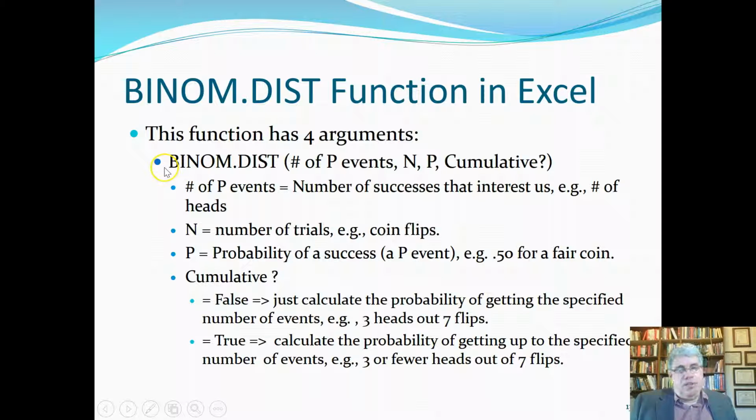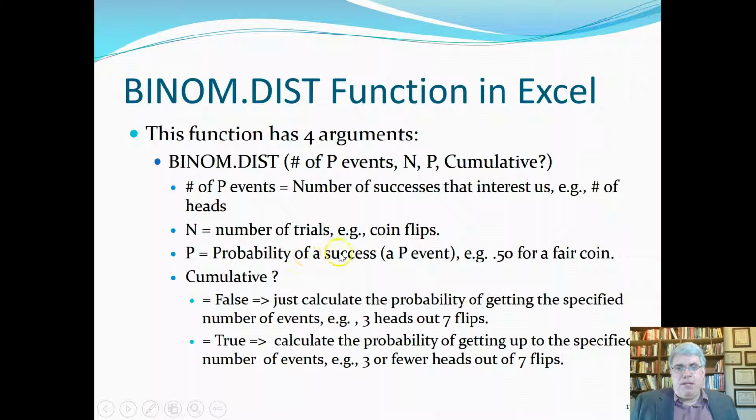And so to use this, you would put equal in front of it. And then in parentheses, we need to put 4 things. First of all, the number of p events. That's like the number of successes that interest us, the number of outcomes from the binomial distribution that we're trying to estimate the probability of. For example, the number of heads. And the second argument is the number of trials. I mean the number of coin flips, or the number of questions on a multiple choice test.